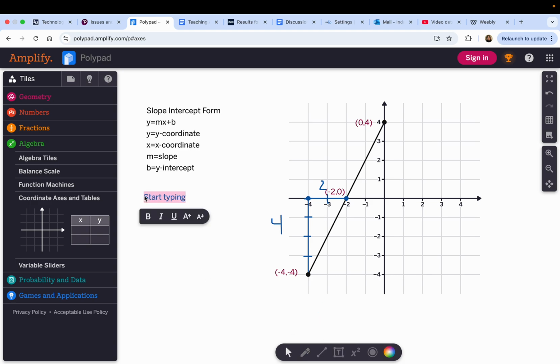So our slope is our rise was 4 over our run, which is 2, which is the same thing as 4 divided by 2. Therefore, our slope is 2.